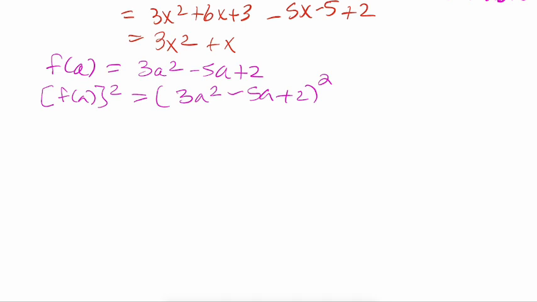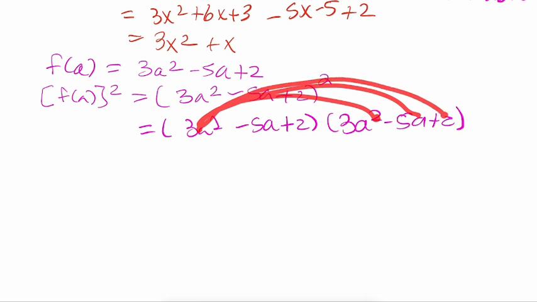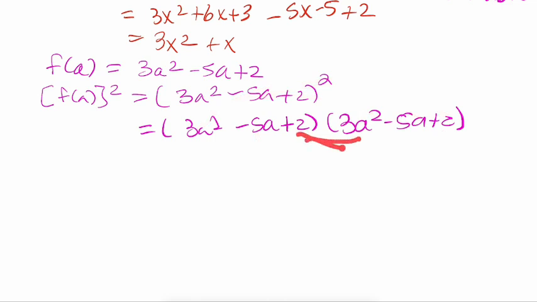Now, remember what that means. That's 3a squared minus 5a plus 2 times 3a squared minus 5a plus 2. Now, so that it doesn't take me a million years to do this, think about what you're going to do. 3a squared times 3a squared, 3a squared times 5a, 3a squared times 2. And then you're going to distribute the negative 5a. And then you're going to distribute the 2.